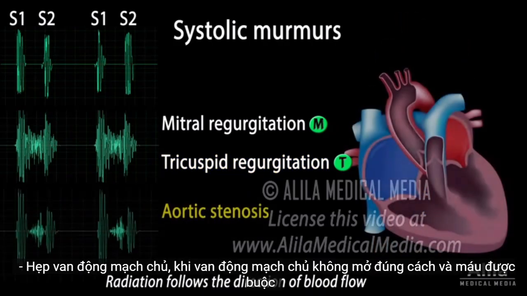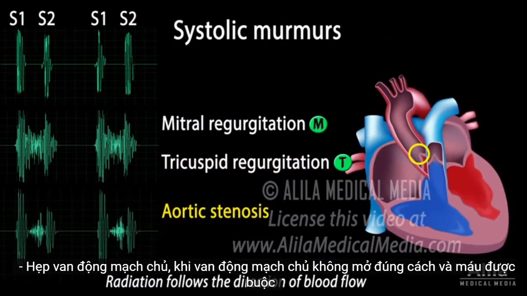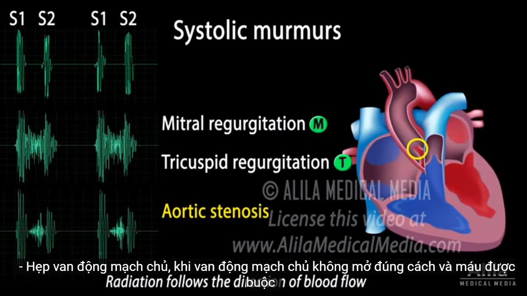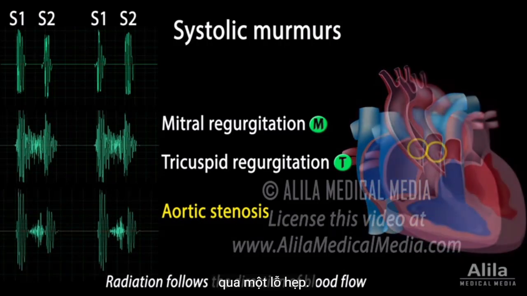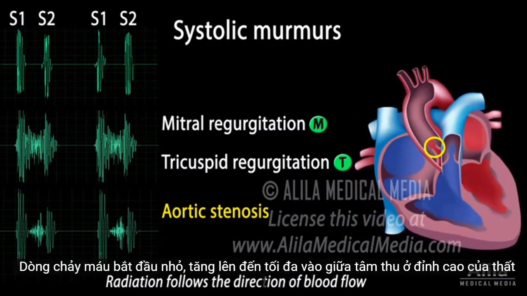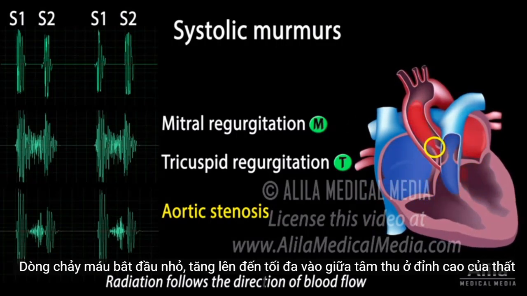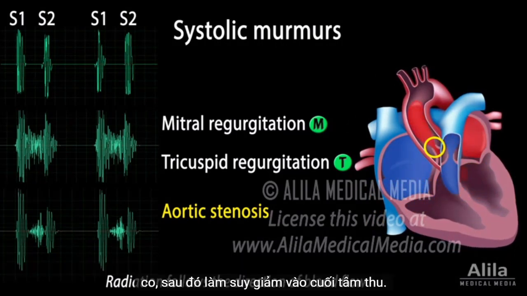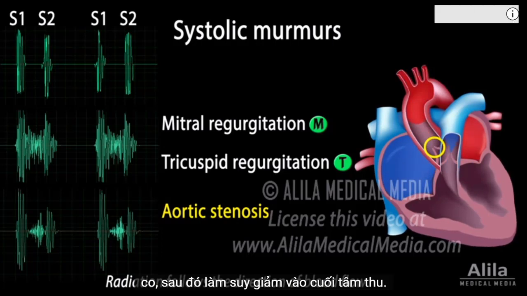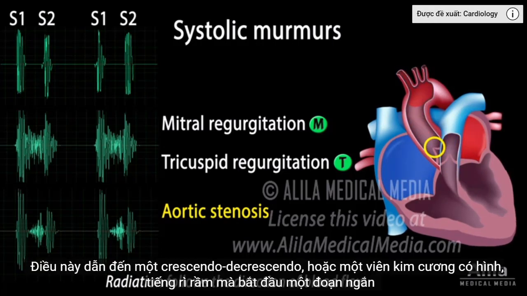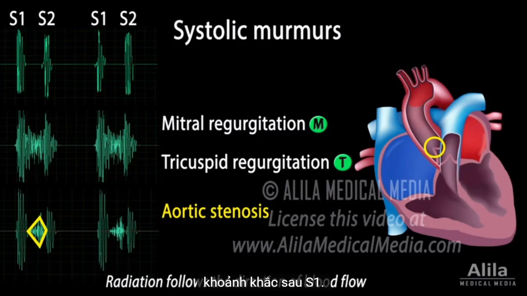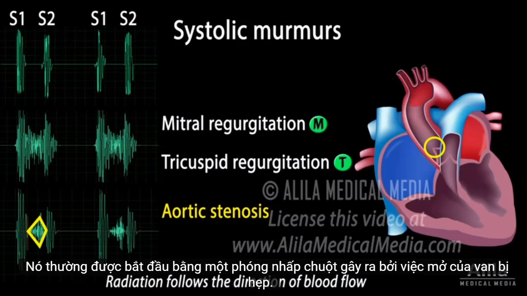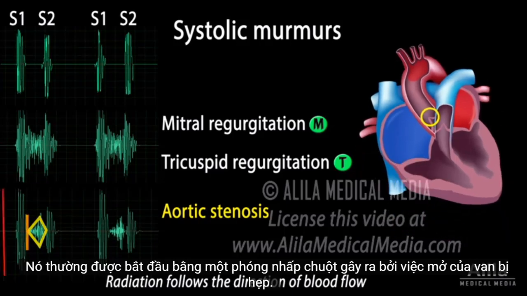Aortic valve stenosis. When the aortic valve does not open properly and blood is forced through a narrow opening. The blood flow starts small, rises to a maximum in mid-systole at the peak of ventricular contraction, then attenuates toward the end of systole. This results in a crescendo-decrescendo, or a diamond-shaped murmur, which starts a short moment after S1. It is often preceded by an ejection click caused by the opening of the stenotic valve.